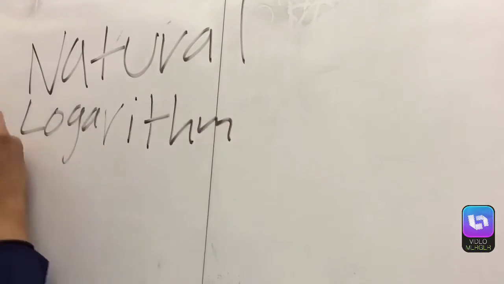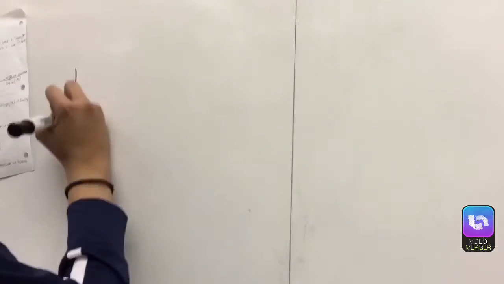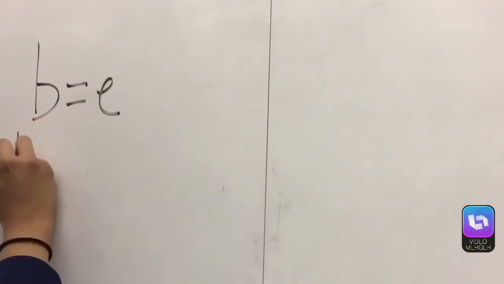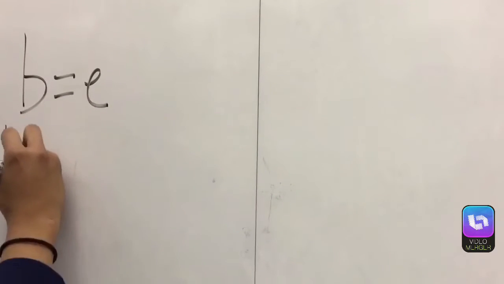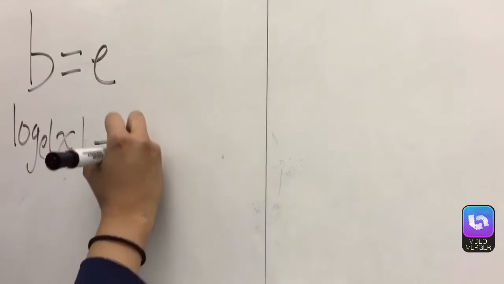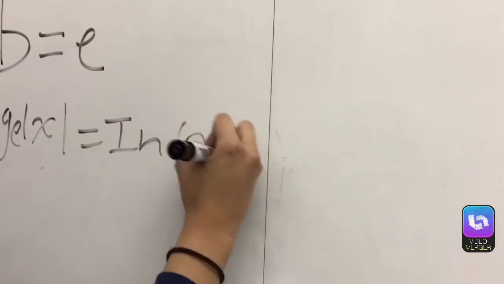Let's look at natural logarithms. It is a logarithm whose base is the number e. Instead of writing the base as e, or log base e of x, we indicate the logarithm with ln, or natural log of x.